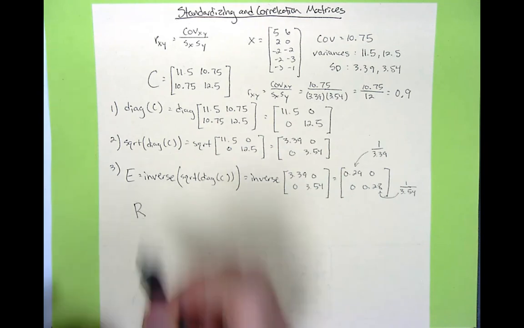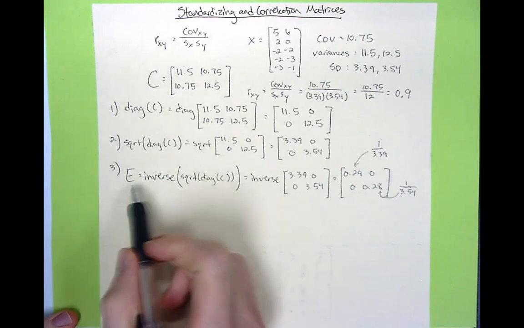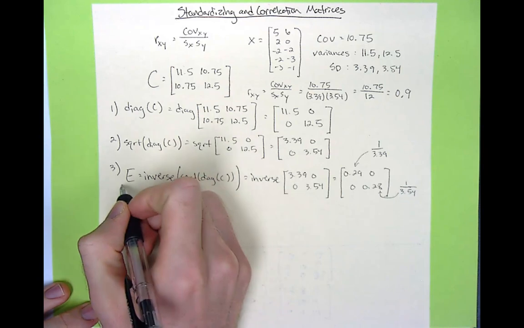Now remember from the previous video, when you pre-multiply, it standardizes the covariance matrix by its rows, and when you post-multiply, it standardizes the covariance matrix by its columns. That's when you pre or post-multiply by this standardizing matrix. And just to remind you, I'll write that here.